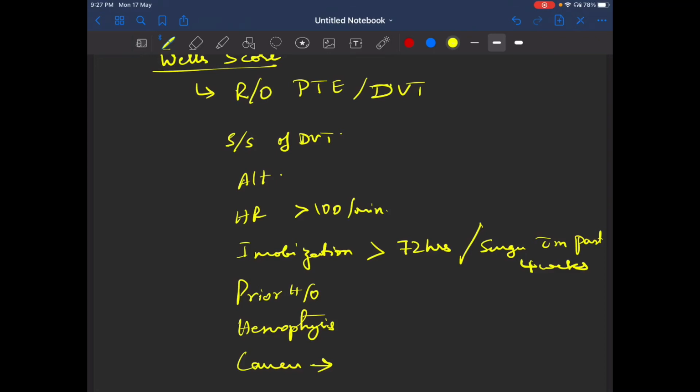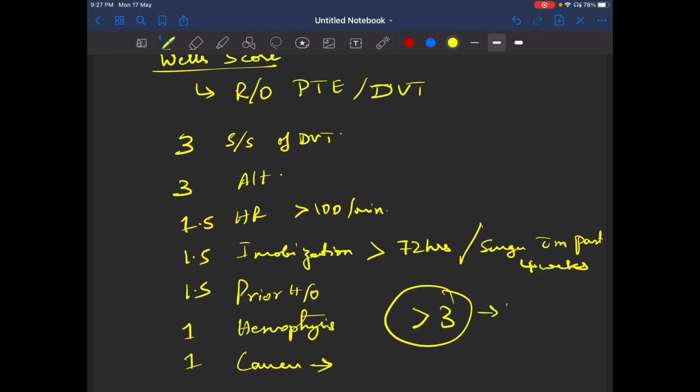This can be remembered by 2, 3, 1. Okay, that means two threes. Sorry, yeah. Score is 3, 3, 3, and 1.5, 1.5, 1.5, 1, and 1. This is the scoring system. So high likelihood, if score is more than 3, high likelihood of PE. Moderate if it is 1 to 2.